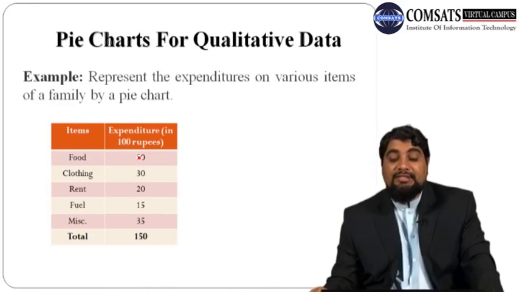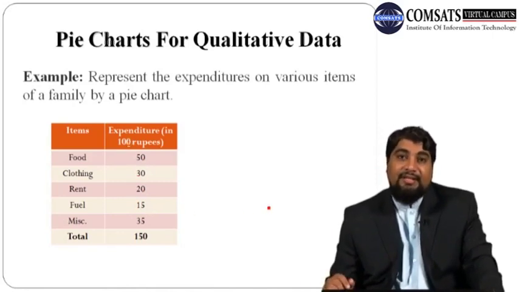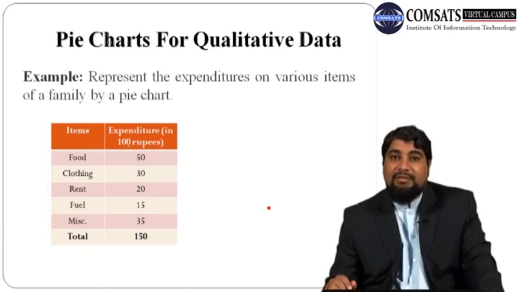So this 50 means 50 times 100, so it means around 5,000, and this 30 means 3,000, because each of these expenditures is represented in 100 rupees. So 50 multiplied by 100 is 5,000, 30 multiplied by 100 is 3,000, and so on. So this is the data. We want to represent this data with the help of a pie chart.